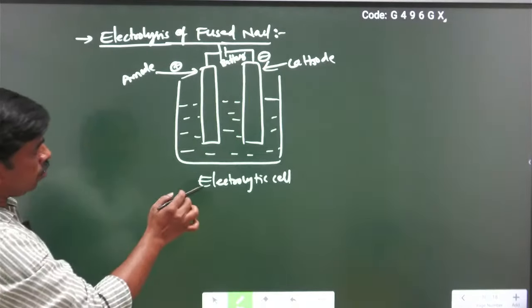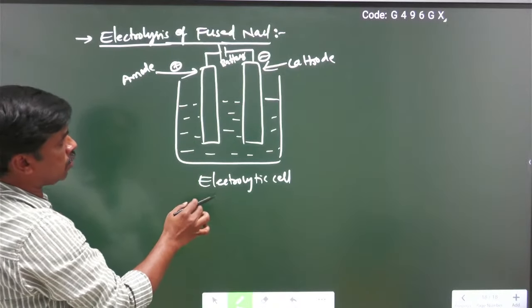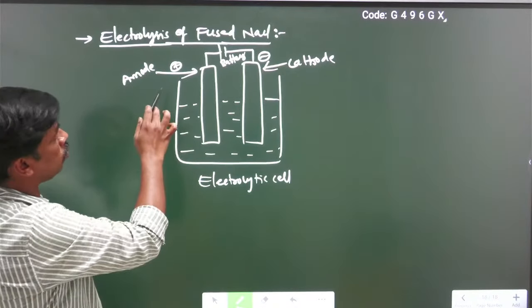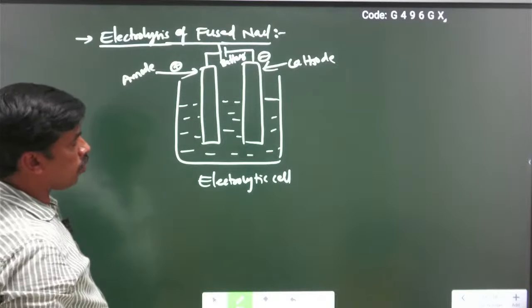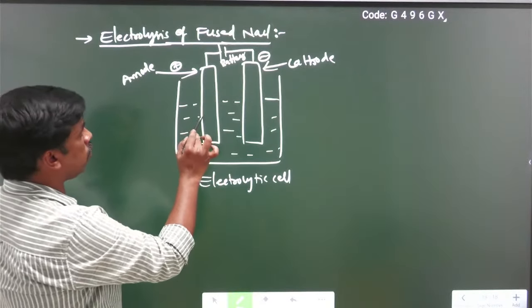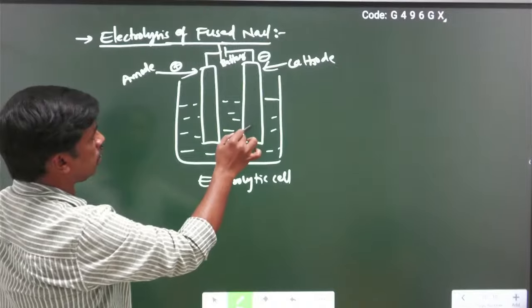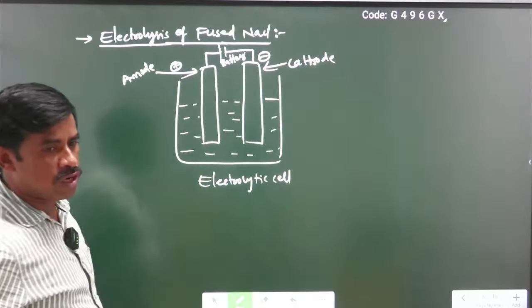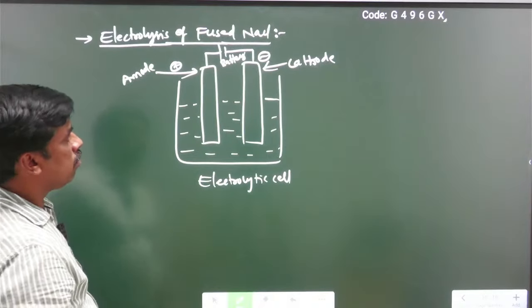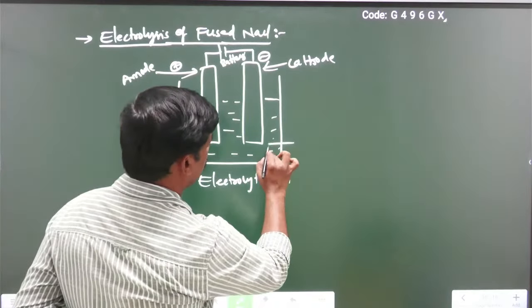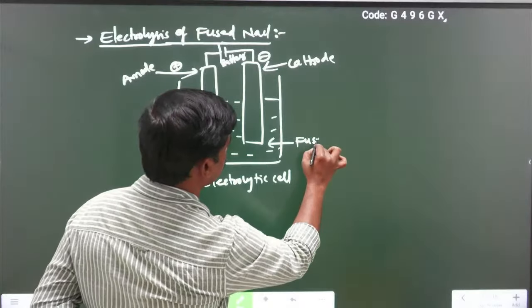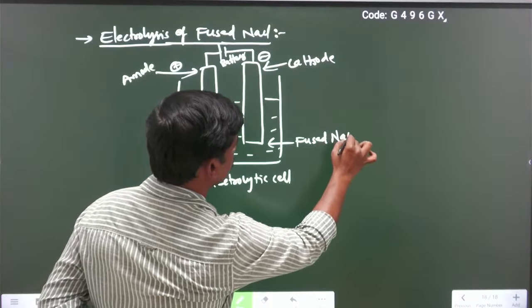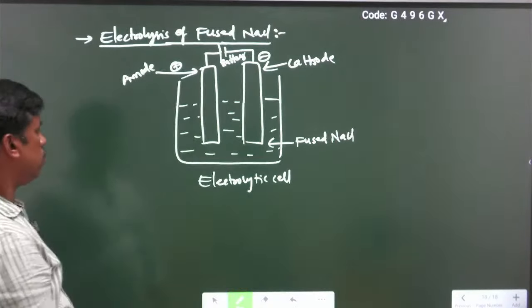This electrolytic cell carries out the electrolysis process of fused sodium chloride. It consists of an anode, a cathode and a battery. This complete construction is said to be an electrolytic cell. Fused sodium chloride is used as an electrolyte.